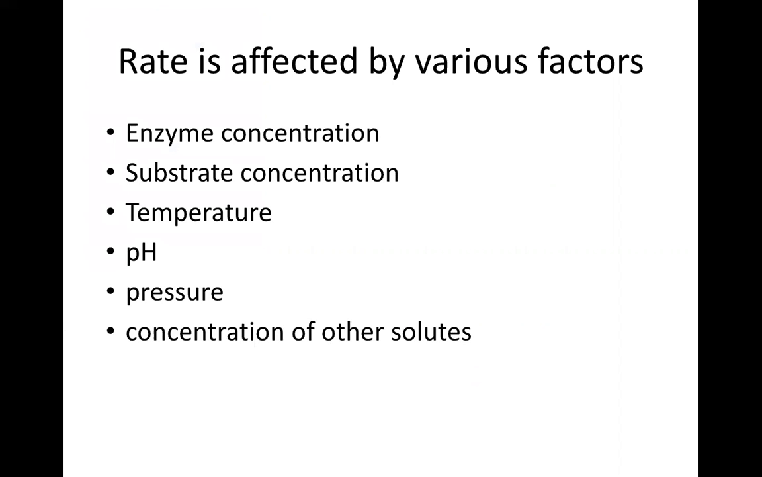So the rate of a chemical reaction, which is catalyzed by an enzyme, is affected by various factors, including the concentration of the enzyme, the concentration of the substrate or substrates, if it's more than one, temperature, pH, pressure, concentration of other solutes. All kinds of factors in the environment can affect the rate of a chemical reaction. But we're going to be talking first about the concentration of the enzyme.